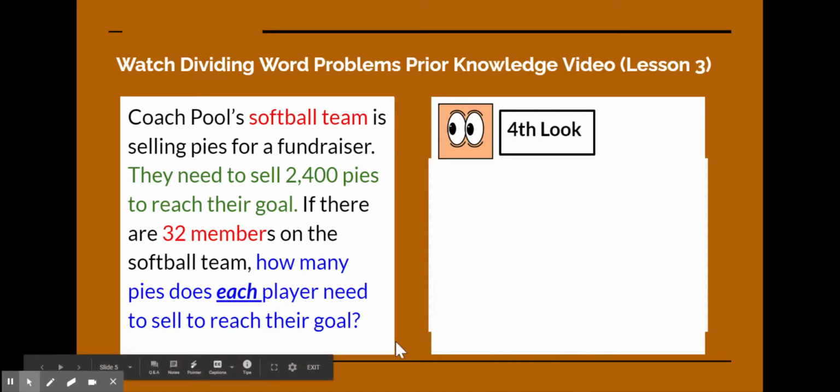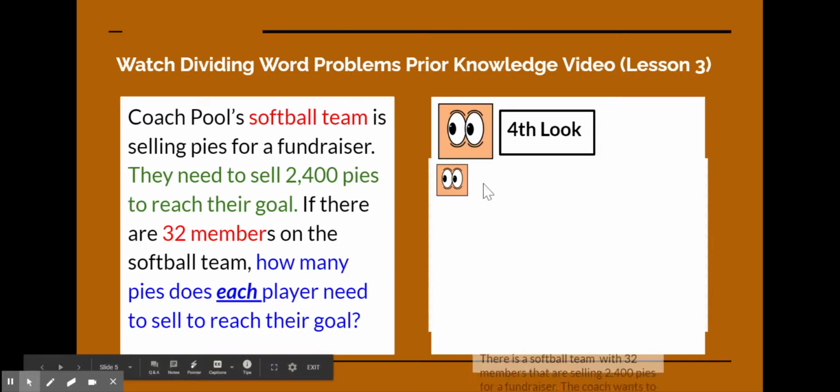Coach Pool's softball team is selling pies for a fundraiser. They need to sell 2,400 pies to reach their goal. If there are 32 members on the softball team, how many pies does each player need to sell to reach their goal? And in our fourth look, we want to summarize all the steps that we took to answer our problems to show that we gave a reasonable answer. And we're going to use our first 3 previous looks.